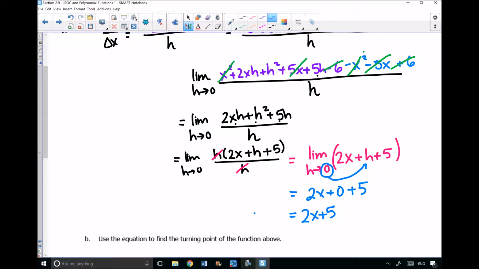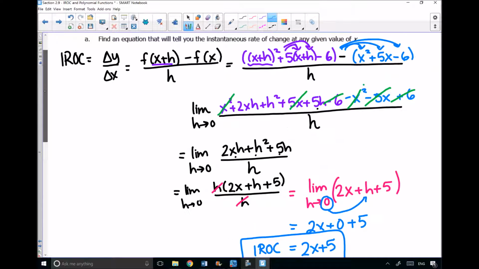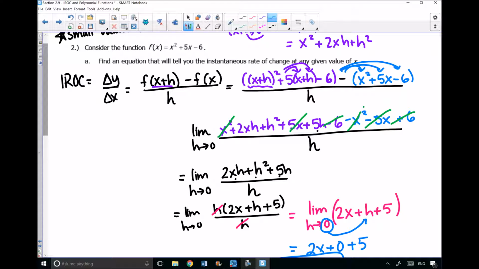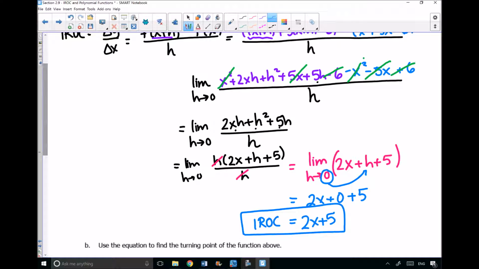So this right here is going to be my instantaneous rate of change at any point. So if I say find the instantaneous rate of change of this function when x is 8, for example, then I would do 2 times 8 plus 5. So I would get 16 plus 5, which is 21. So if I were to graph it out, I would know the slope of my tangent line when x is 8 is going to be 21.